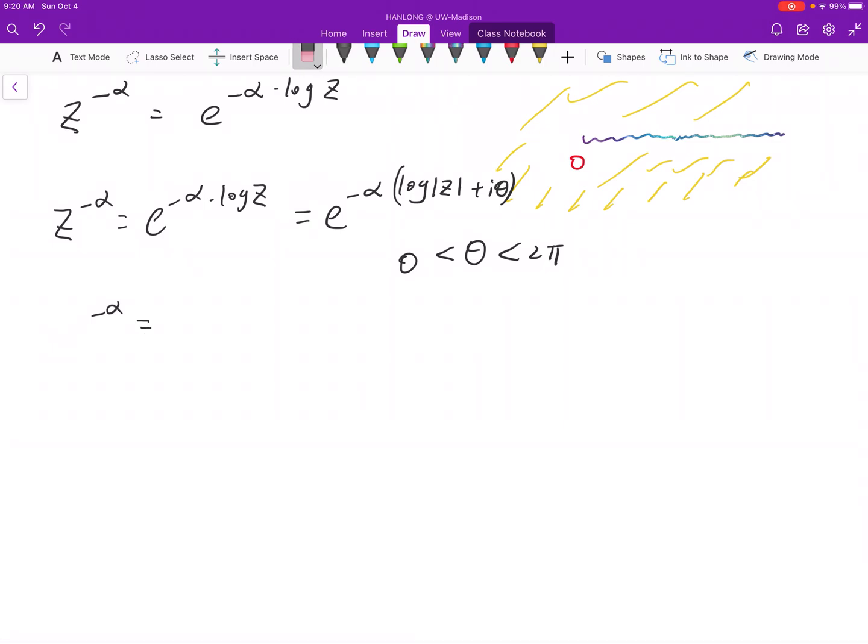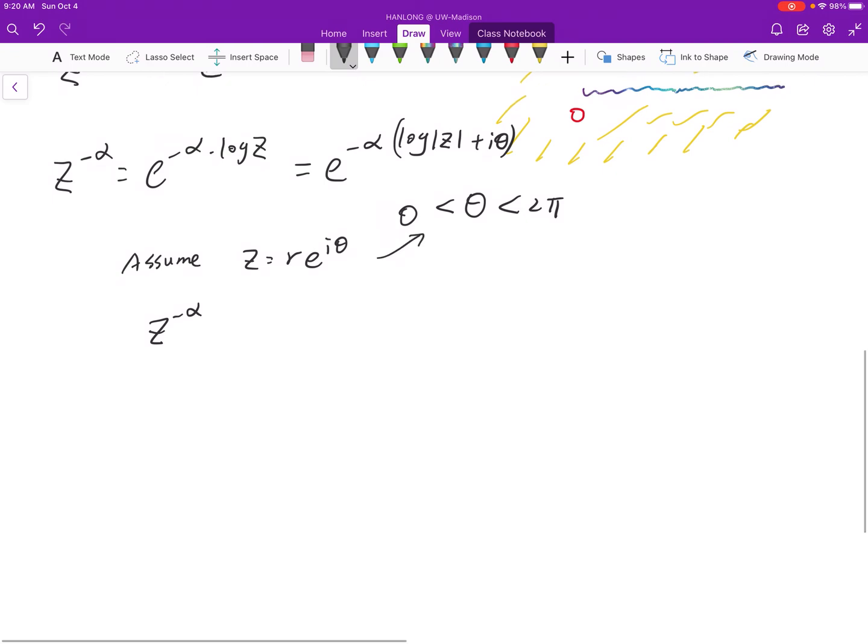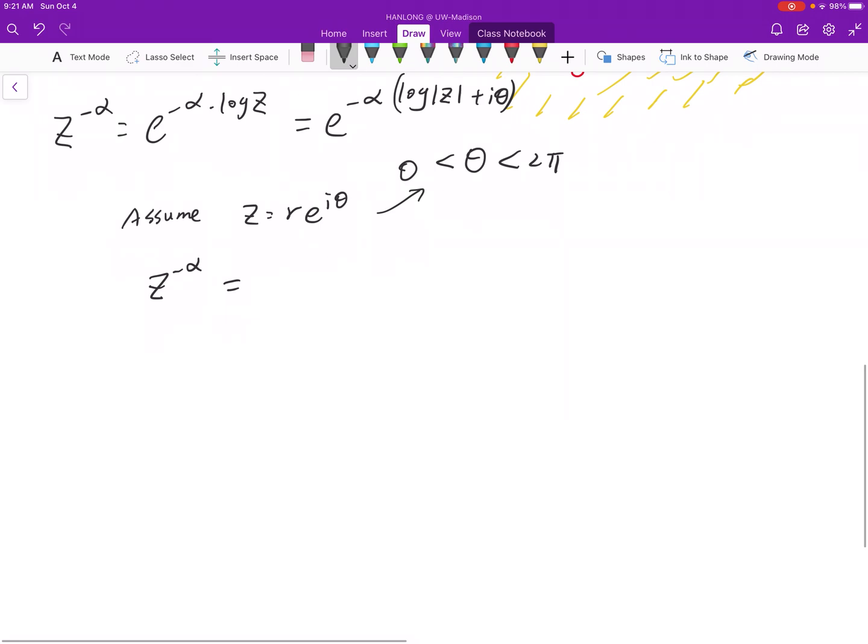So assume z is r e to the i theta, where theta is between 0 and 2 pi. Then z to the negative alpha is given by r to the negative alpha times exponential of negative alpha times i theta, or if you like, you can write negative i times alpha theta.